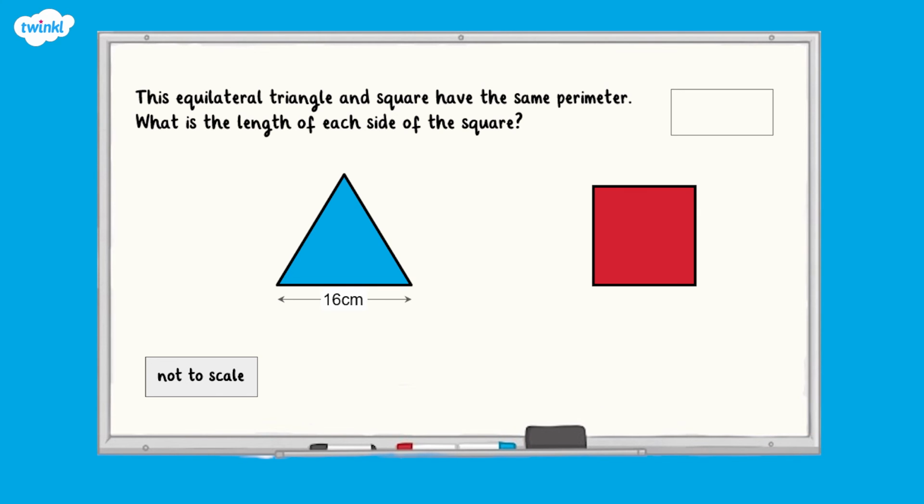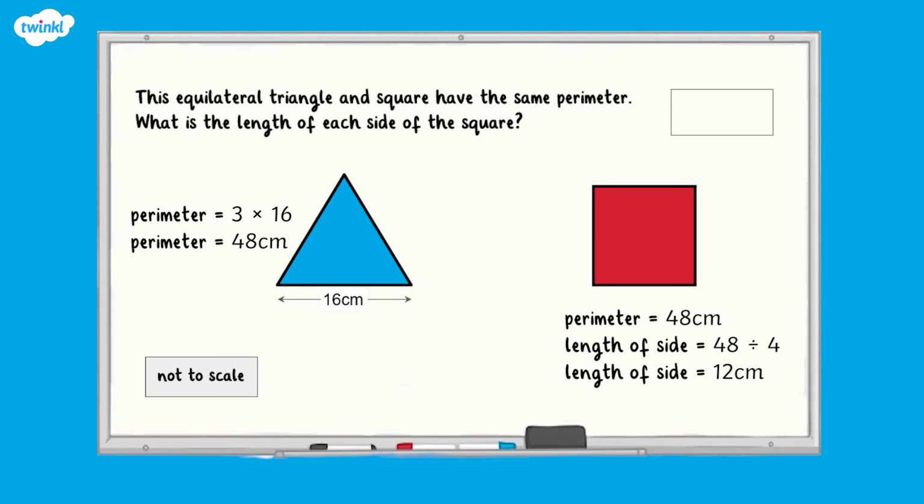The perimeter of the triangle is 3 multiplied by 16, which is 48 centimeters. Therefore, the perimeter of the square is also 48 centimeters. 48 divided by 4 equals 12, so the length of each side of the square is 12 centimeters. Well done if you got that one right.